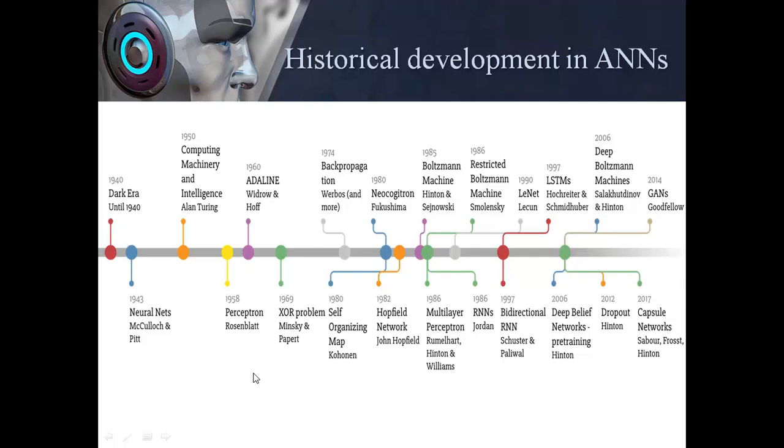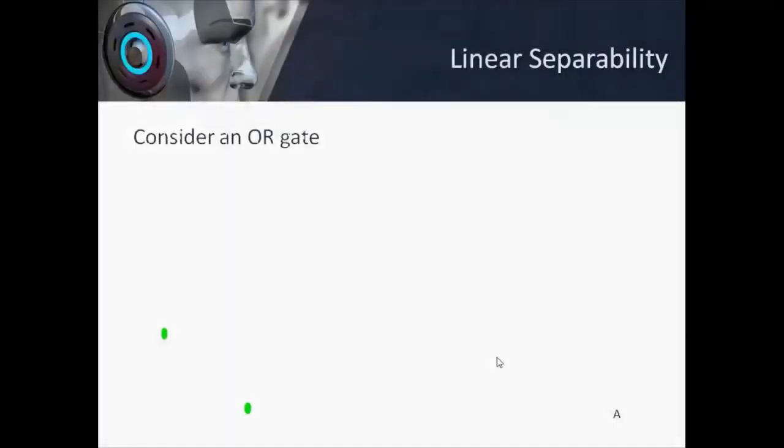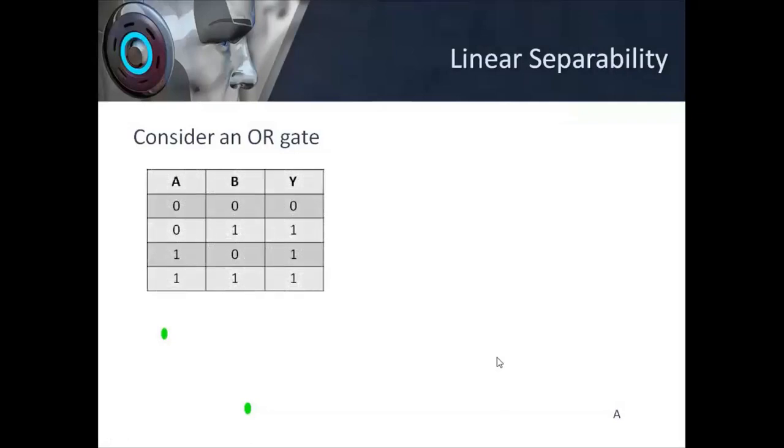For that, we'll consider the example of an OR gate as well as an XOR gate and try to see what is the difference between the two and what is linear separability. You can consider a simple OR gate. The OR gate functionality is that if any of the inputs is 1, my output is going to be 1. So either of the inputs is 1 or both the inputs are 1, output is 1. The condition is at least one of the inputs should be 1 for the output to be 1.